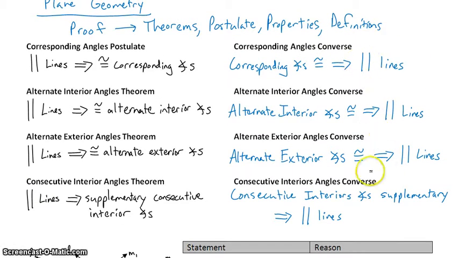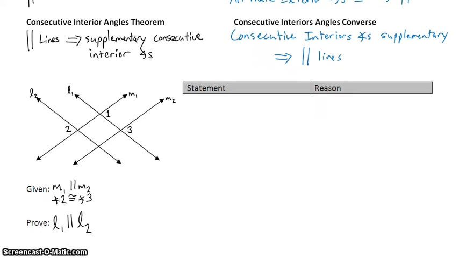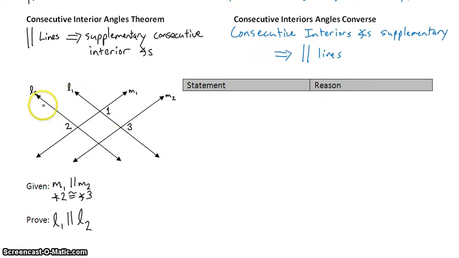In order to prove that L1 and L2 are parallel, I need to prove one of these things true. So I need to look at my picture. L1 and L2 have 2 transversals. If I look at transversal M2, there's only one angle on M2. If I look at M1, there's 2 angles. And angle 1 and angle 2 are alternate exterior angles.